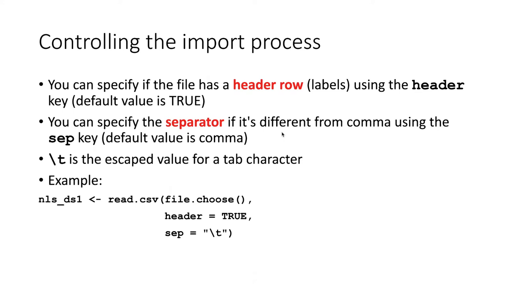Also, if the separator is not a comma, you can specify a different delineator. For example, some files use vertical lines or pipes to separate things. In cases where it is a tab-separated values file, there's no easy way to write a tab, so there's actually an escape symbol for tab, which is backslash T, and that's what you use for the separator value for tab-separated files.